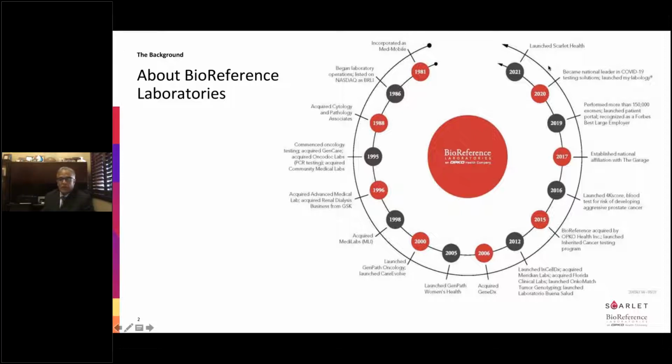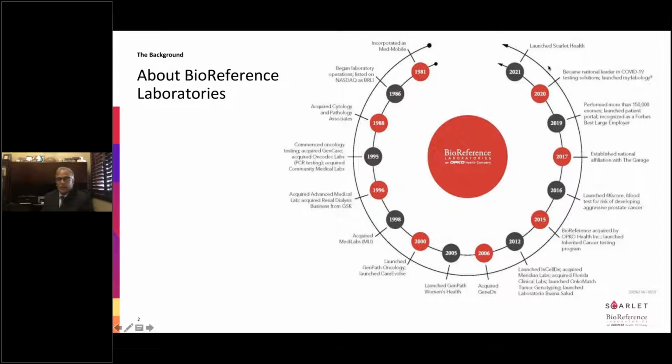2012 was another pivotal year for BioReference, as it not only launched InCellDx, it also acquired two laboratories in the state of Florida and expanded its brick and mortar footprint into the southeastern portion of the United States by acquiring Florida Clinical in Central Florida and Meridian Clinical Laboratories in the southern part of Florida, in Broward and Dade County. In 2015, probably another pivotal point in the timeline of BioReference, it was acquired by ACO Health, which is headquartered here in Miami, Florida.